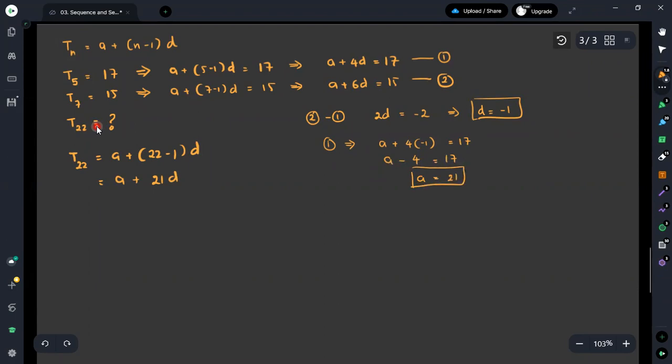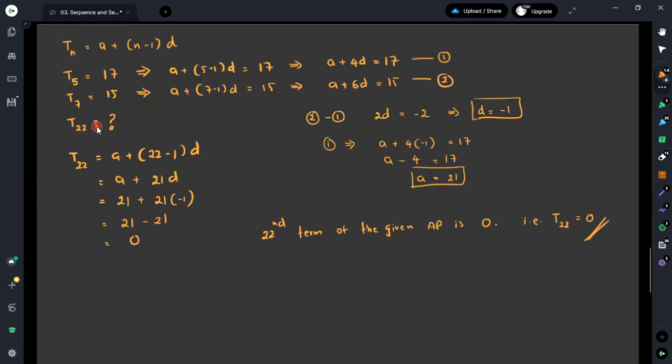Now we have found the values of A and D respectively. Then by using the appropriate substitution, you can obtain the value simply. The value of A is equal to 21 and then here it is 21 times minus 1. Then simply you can say it as 21 minus 21, which is equal to 0. Therefore, the 22nd term of the given arithmetic progression is 0, or T22 is equal to 0. Simply we can write the answer in this form.